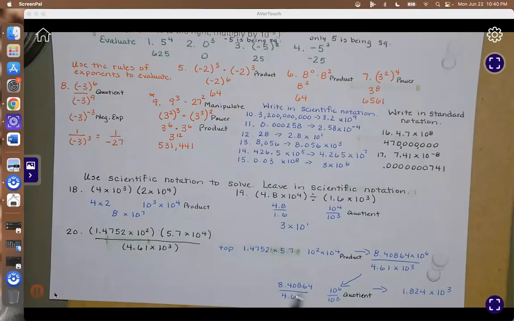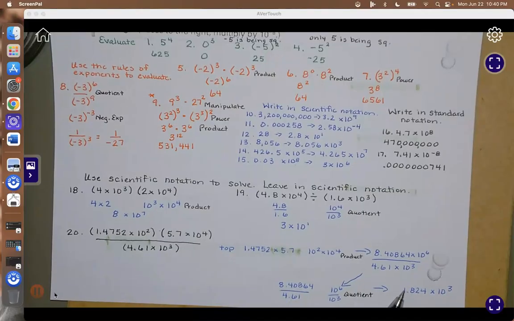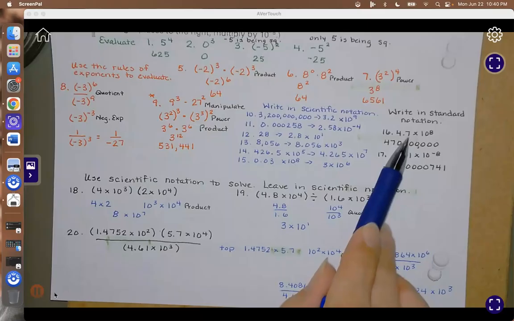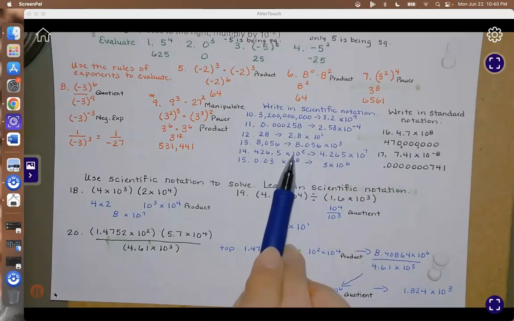And if for some reason it gave you a wonky number with 2 numbers, then you would fix it like you did these back here, to put it in scientific notation.